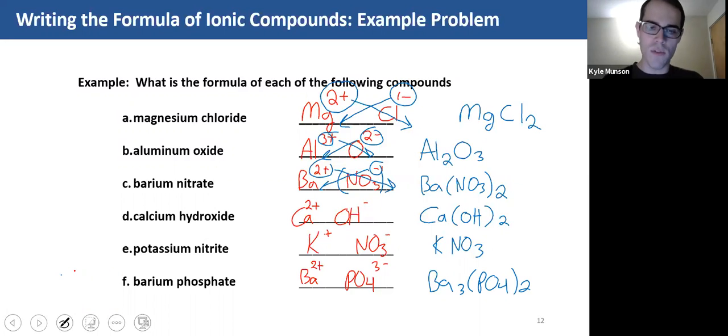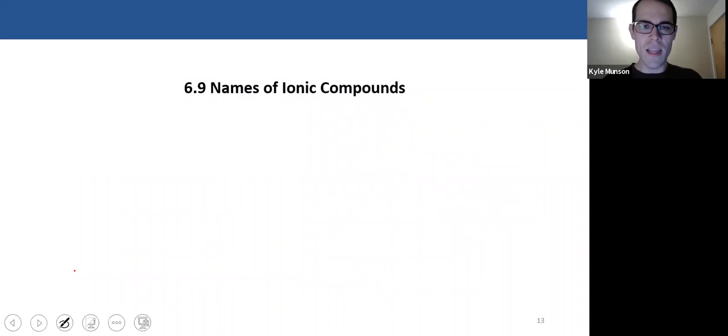So again, plenty of examples in your homework, so go and do those. Do the ones in your textbook even, to give you even more practice in figuring this out. And always check to see if the formula has a net neutral charge. It'll help you out a lot. So that's it for that section. In the next section, we're going to talk about naming ionic compounds.